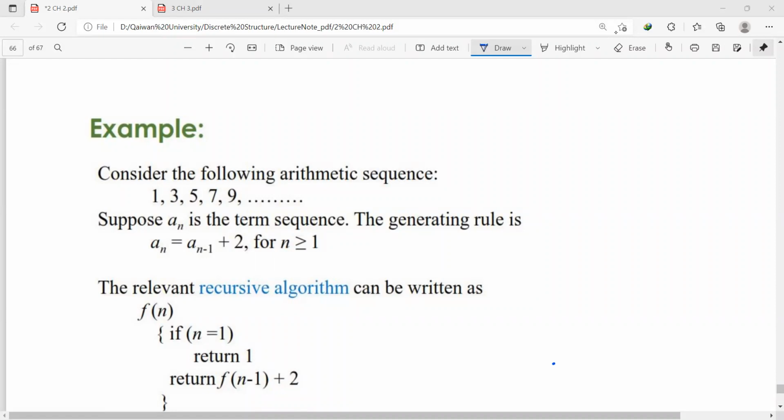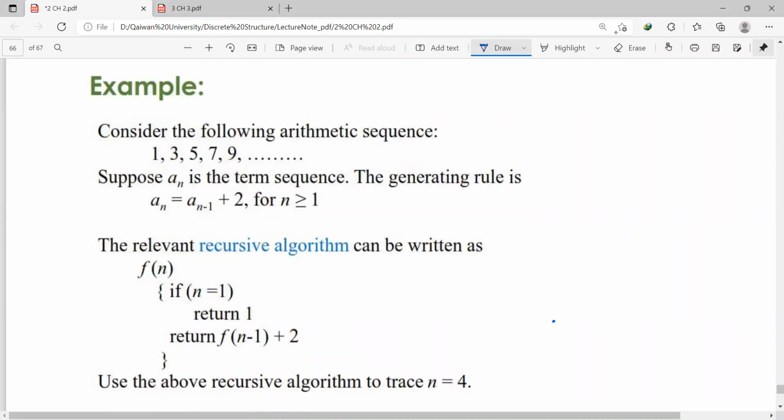We now have another example. In the example, we are given a sequence 1, 3, 5, 7, 9, and so on. The formula for this sequence: as you see, each term depends on the previous one. What's the difference of the terms? It's 2. From the first term to the second term, the difference is 2. From 3 to 5 is 2. From 5 to 7 is 2. From 7 to 9 is 2.